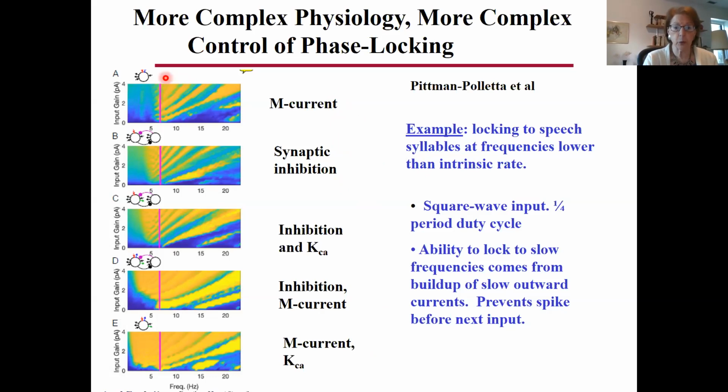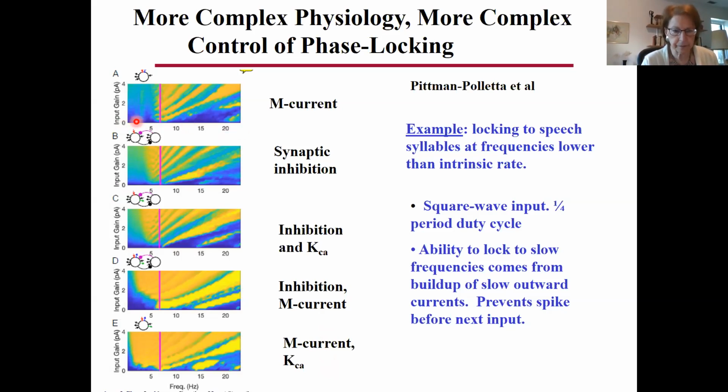Some of them have just 1 cell in it, others have 1 cell plus an inhibitory cell attached to it. This one has an M current, this one has synaptic inhibition from this other cell. This one has the inhibition and the slow outward current. This one has inhibition and the M current. This one has just the 2 intrinsic inhibitions. And let me tell you what you're seeing here.